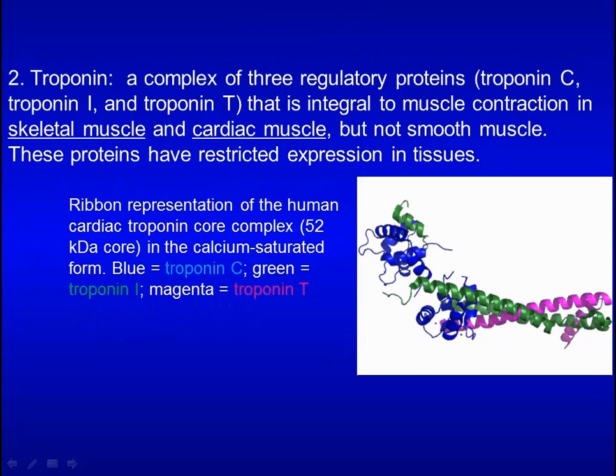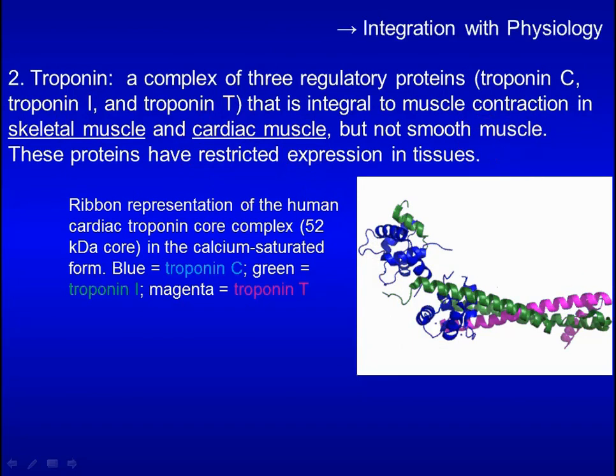The second protein is troponin. Troponin forms a complex of three regulatory proteins, troponin C, troponin I, and troponin T. And here is a complex made up of troponin C, troponin I, and troponin T. The troponin complex controls muscle contraction in skeletal and cardiac muscle, but not smooth muscle.